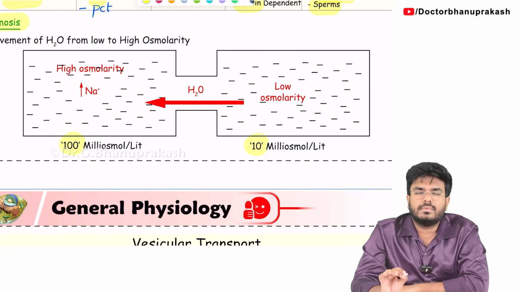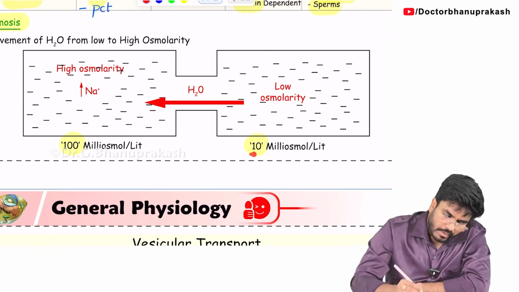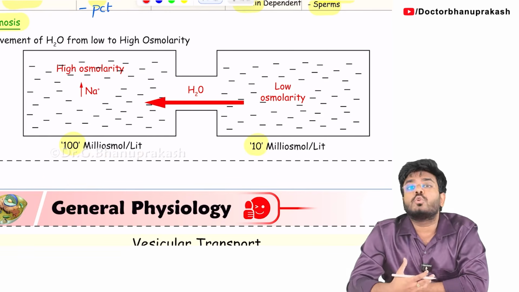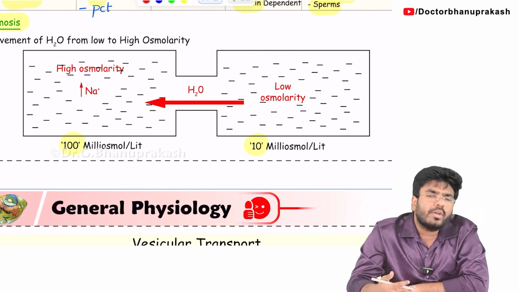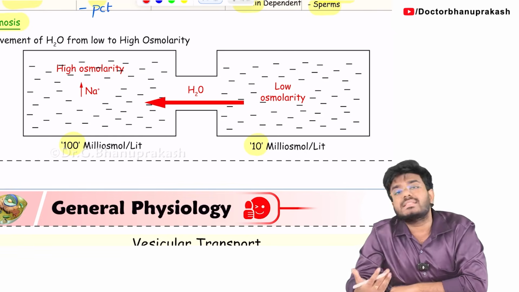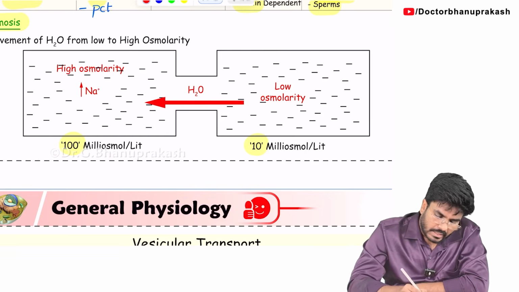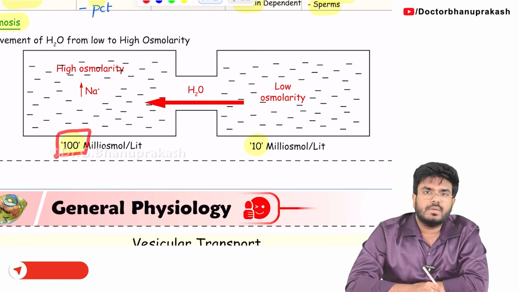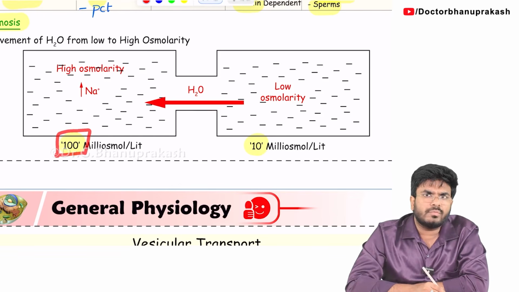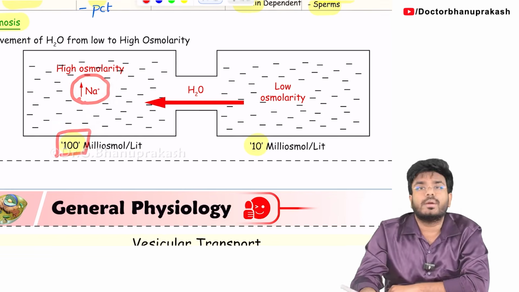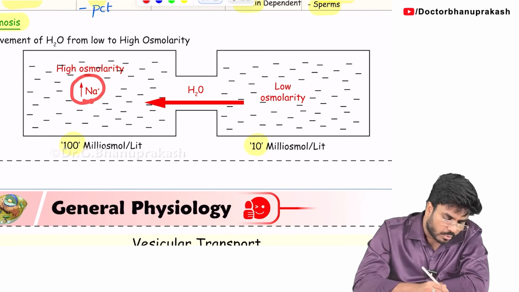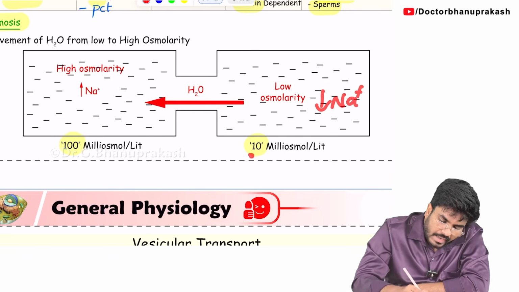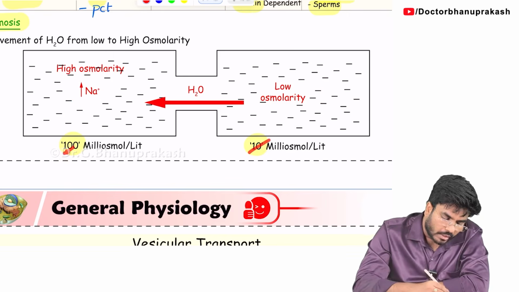A, B, 100, 10. Now, osmolarity is dependent on what? This property of osmolarity is dependent on the solutes, the number of ions. The more the number of ions, the more osmolarity; the fewer the ions, the less osmolarity. For example, more osmolarity, 100, means more ions should be in the fluid. So here there is more sodium. More sodium, more osmolarity. Less sodium, less osmolarity.